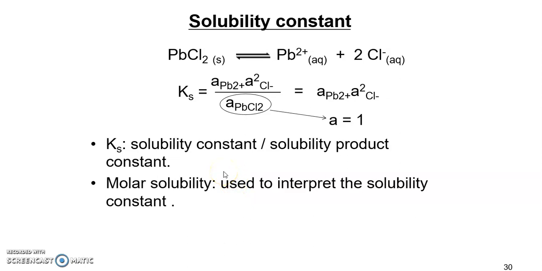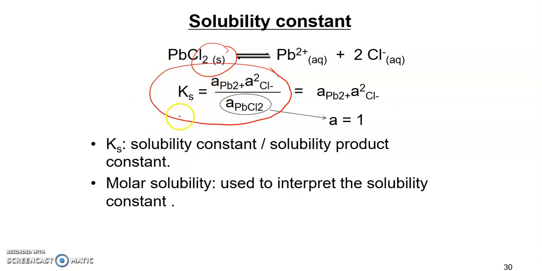So we already learned how we find this equilibrium constant. Besides, we need to consider that this one is in solid form. Everything that is in solid form we can ignore. That's why we put a equal to 1, because it is in solid form.